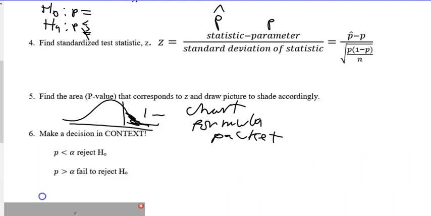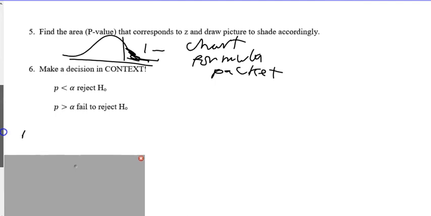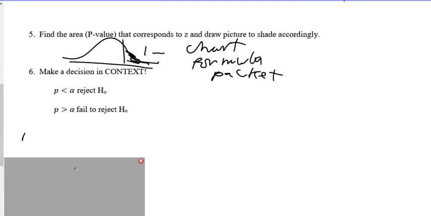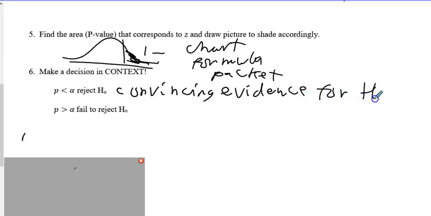Then we're going to make a decision. Whoa, that's cool. We're either going to reject the Ho or fail to reject the Ho. Now, if we reject the Ho because the p-value is less than the alpha, we have convincing evidence for the Ha. And if we fail to reject, we don't have convincing evidence for the Ha.